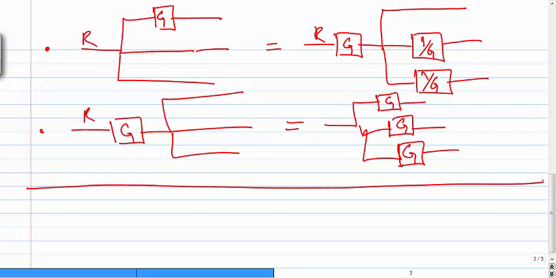Now we can do only a limited amount with these types of block representations. Okay, now let's do an example.